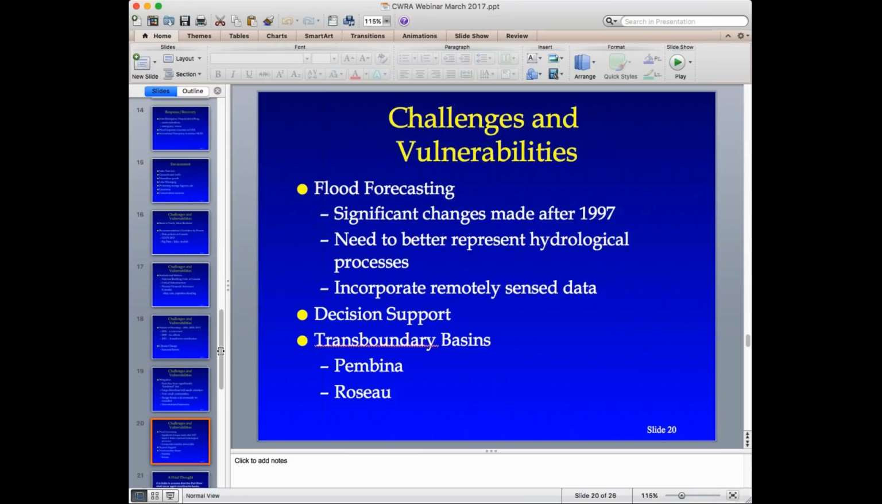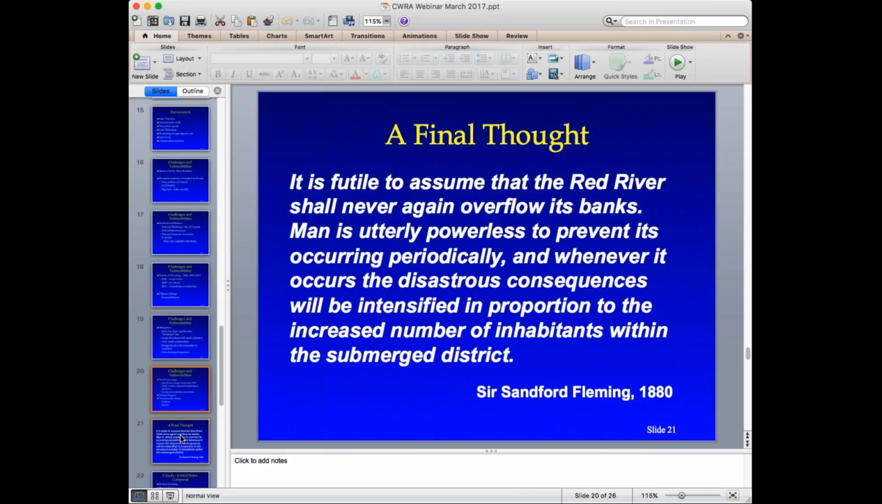And I'd like to just leave you with one thought, and then we'll open it up for questions. This is a quote which I hope you can read, but it's as true now as it was in 1880 when Sir Sandford Fleming wrote about Red River flooding. Fleming was the man who really documented the 1826 flood and some of the big floods of the 1800s. So I'll leave it with that and open it to questions, Rick, if you want.